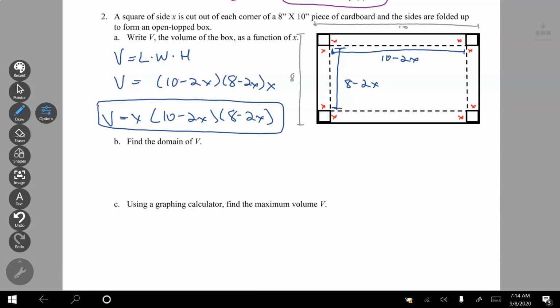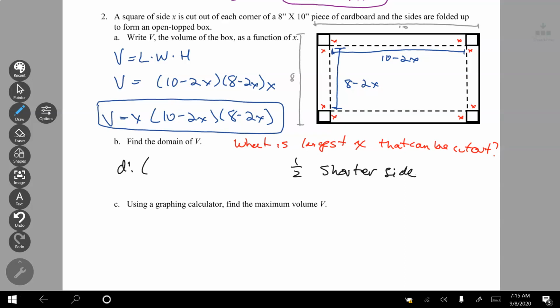So then I have to figure out the domain. And we talked about this. So what is the largest value for x that can be cut out? That was a question I asked last time, and we discussed that it's always half the shorter side. So for this case, the domain is 0 through 4.